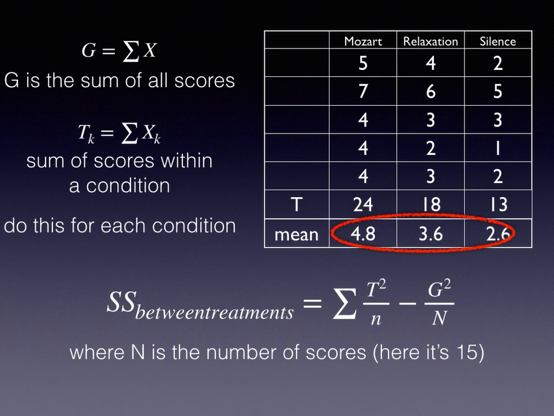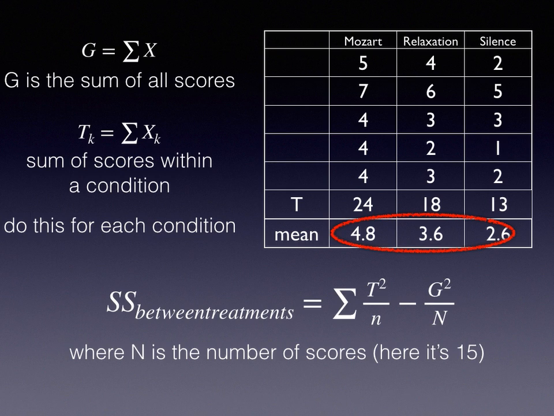The other new statistic is called T. We do a T for each condition. That's why I put the subscript K there, just to remind you that you have more than one T. And you have as many T's as you have conditions. And conditions is K. K is the number of conditions you have. So for each condition, there's a T that is simply the sum of the scores for that condition. So we have a T for Mozart, 5 plus 7 plus 4 plus 4 plus 4, that's 24. For relaxation, there's a T of 18, that's 4 plus 6 and 3 and 2 and 3. And for silence, the T is 13, 2 plus 5 plus 3 plus 1 plus 2 is 13.